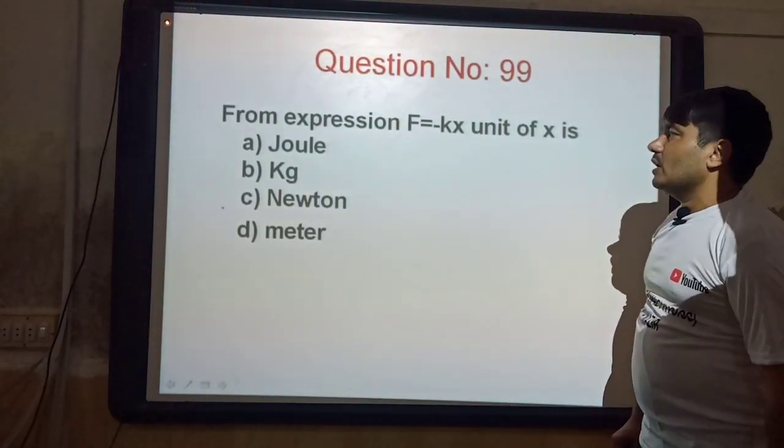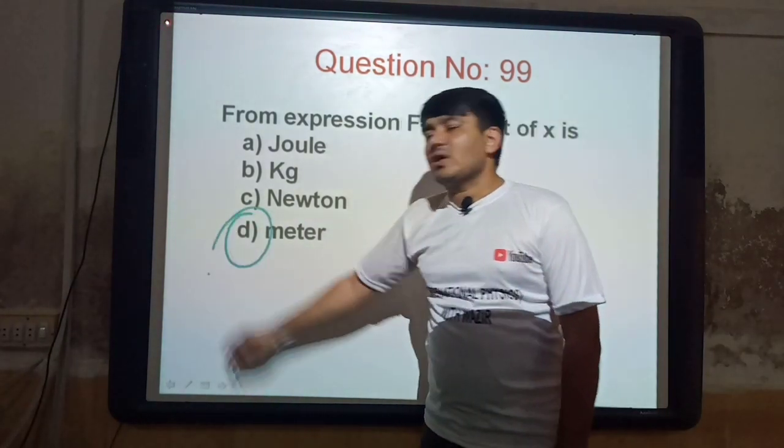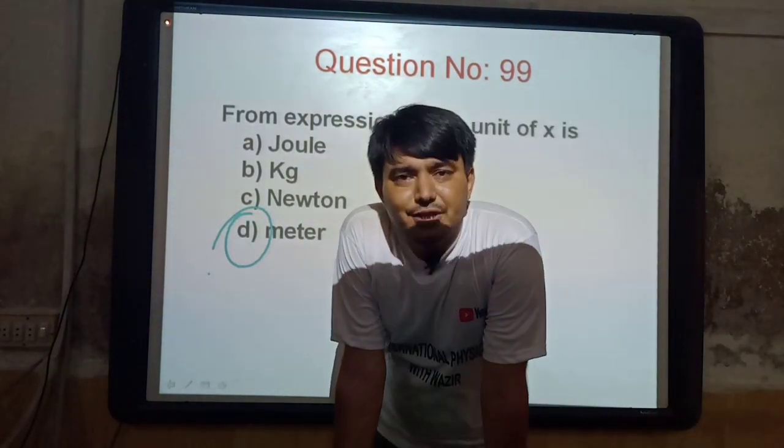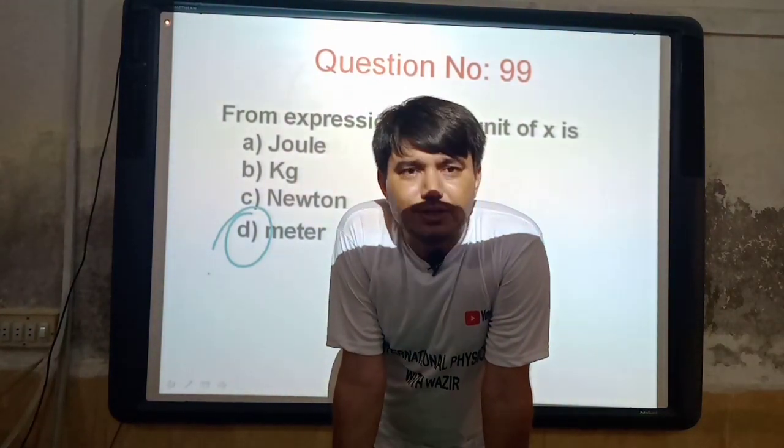From the expression F is equal to minus kx, x is always distance, and the unit of distance is always meter. The unit of displacement is always meter.